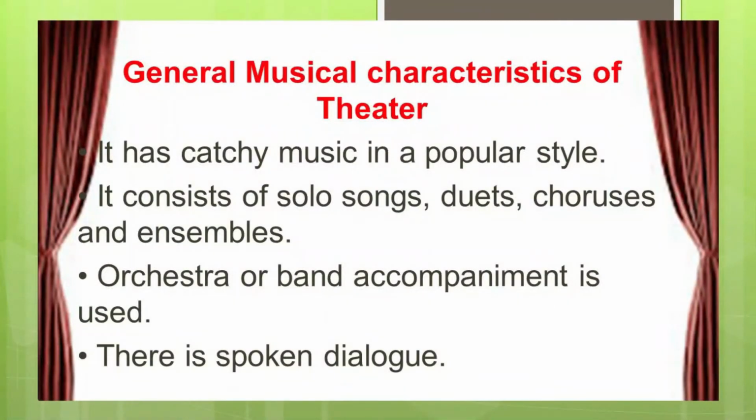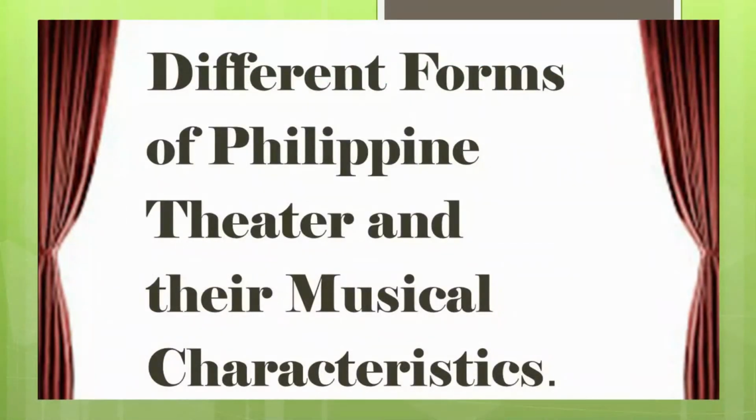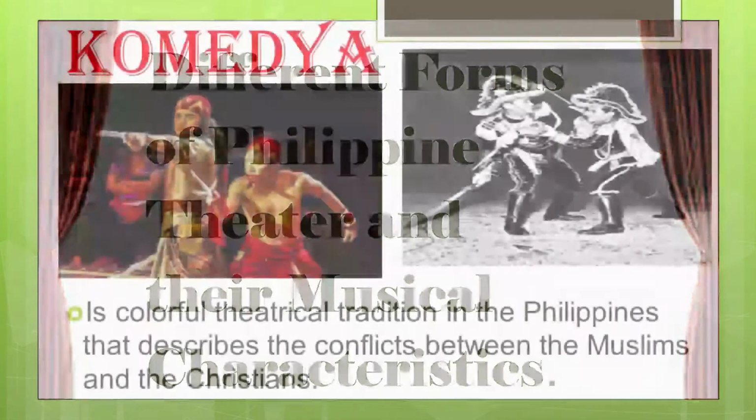General musical characteristics of a theater. It has catchy music in a popular style. It consists of solo songs, duets, choruses, and ensembles. Orchestra or band accompaniment is used. There is spoken dialogue. These are the different forms of Philippine theater and their musical characteristics.